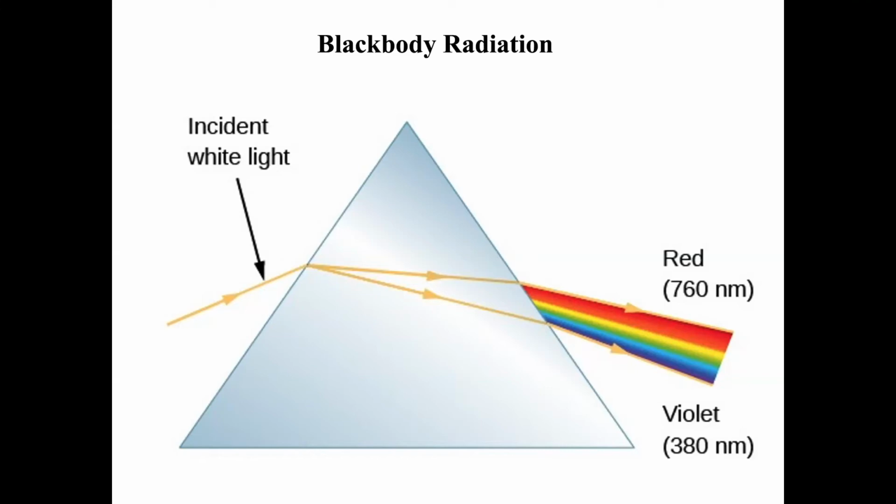Consider the nature of what I call blackbody radiation. The most common example of blackbody radiation is the light that we get from the sun. It was shown by Isaac Newton that if you get incident white light, incident sunlight, on a prism, it would decompose this into its composing wavelengths.